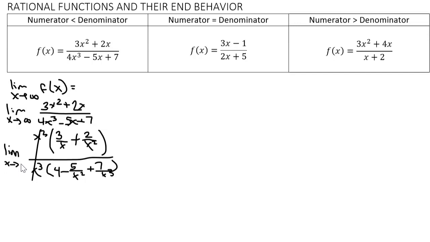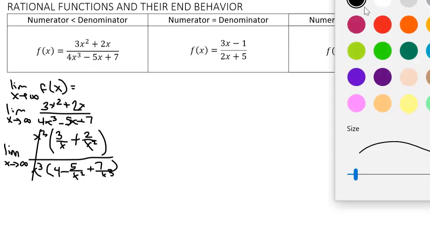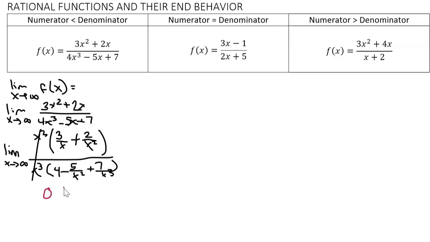Now, using our limit laws, we know that you can separate, so the limit of 3 over x plus 2 over x squared is the same as the limit of 3 over x plus the limit of 2 over x squared. So that limit can be distributed across the terms. So what we're really looking at for our limit is 0 plus 0 in the numerator and 4 minus 0 plus 0 in the denominator, because as x gets increasingly large, this denominator gets increasingly large, and this whole term will approach 0.